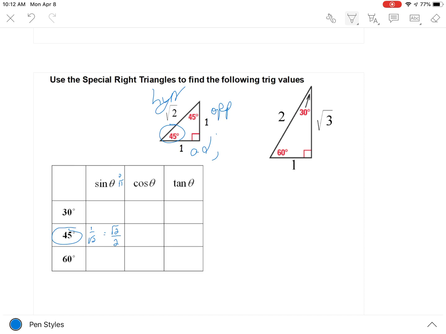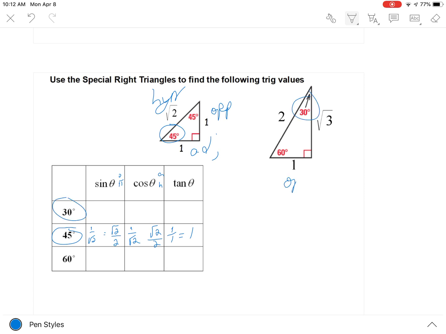The adjacent over the hypotenuse for cosine, so AH, is going to be 1 over the square root of 2. Well, it's basically the same thing. And that makes sense that the sine of 45 and the cosine of 45 are the same, because a 45-45-90 right triangle is an isosceles right triangle. So now the tangent, I'll take 1 divided by 1, and I'll get 1. So I'm going to make my way back over to the other special right triangle and figure out 30s.